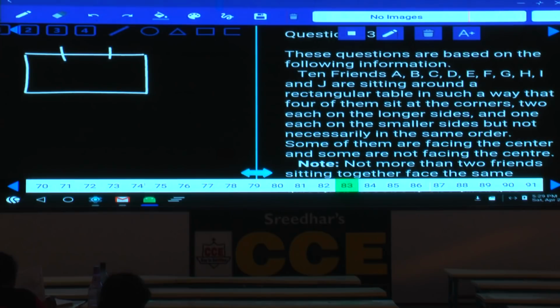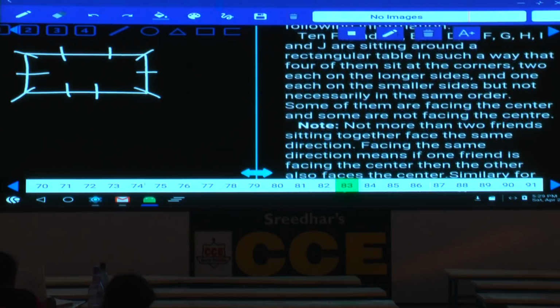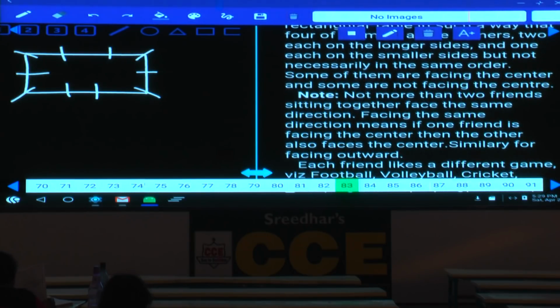Now this is how these 10 persons were seated, 2 on each longer side and 1 on the shorter sides, and 4 persons at the corners. 10 friends A, B, C, D, E, F, G, H and so on are seated around a rectangular table, isn't it? What is the information here? 2 each on the longer sides, 1 each on the smaller sides, but not necessarily, and 1 person at each of the corners.